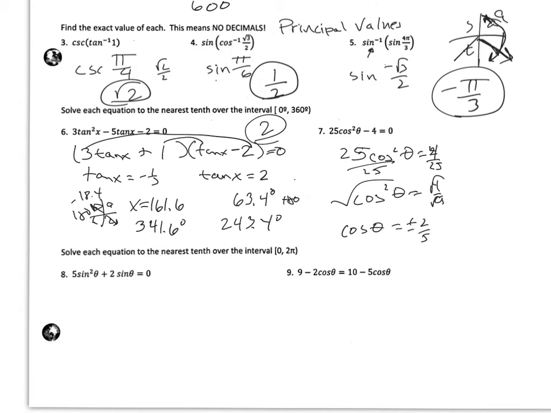You'll get the first quadrant angle, and then you have to find all the answers in all 4 quadrants. So number 7 is 66.4 degrees, 113.6 degrees, 246.4 degrees, and 293.6 degrees.